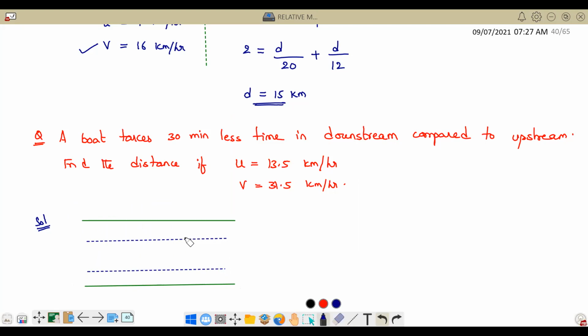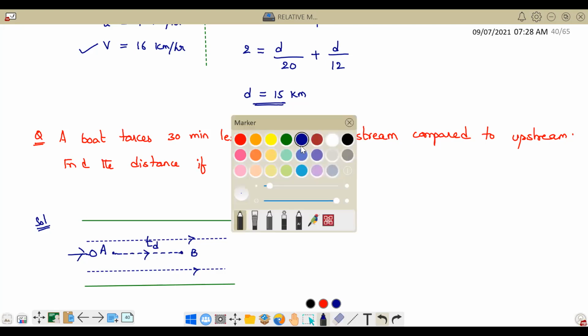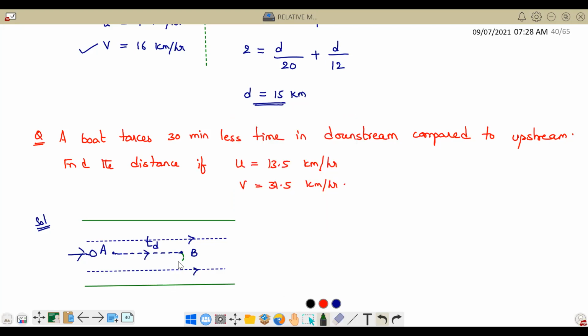See here. Now the river is flowing to the right side. We should assume it like this. This is point A. The boat starts from point A and goes to point B. This time taken is how much? TD. Now he takes a U-turn and travels and reaches here. This time taken is what?